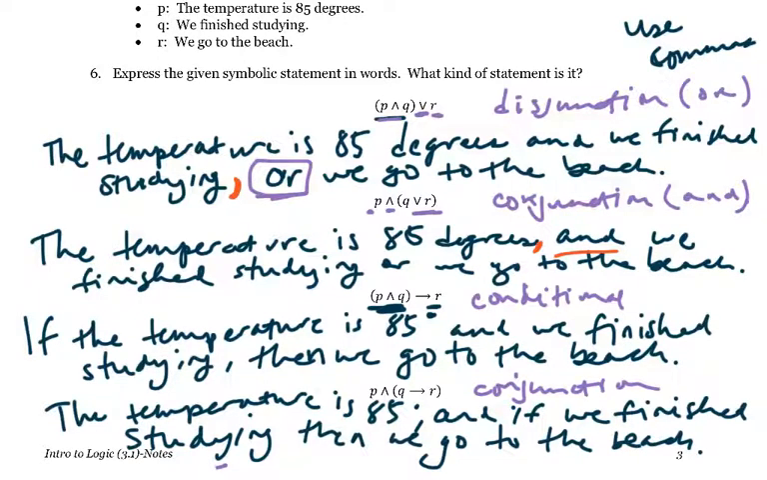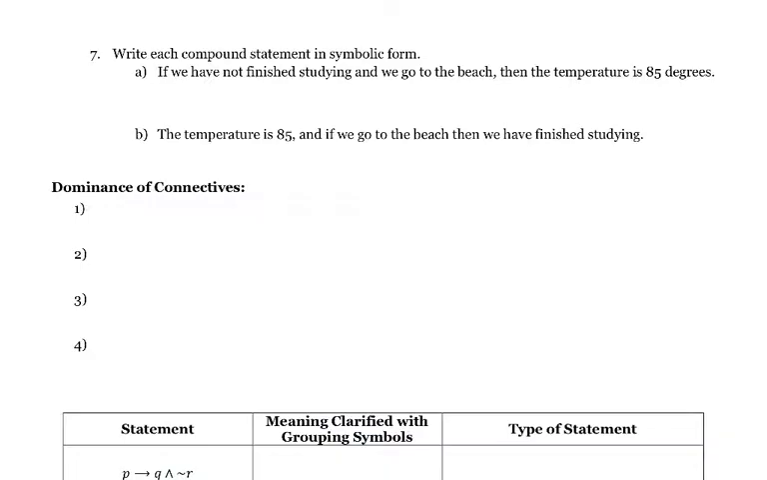So the last example is a conjunction that is an and statement. The first part of it is P, and then the second part of it is a conditional. So we start off, the temperature is 85 degrees, comma, and if we finish the studying, then we go to the beach. So get some practice writing these out and take the words and change them to the symbols.